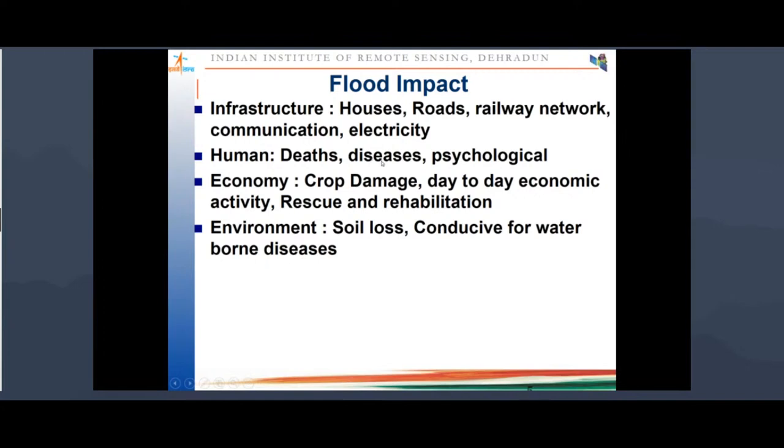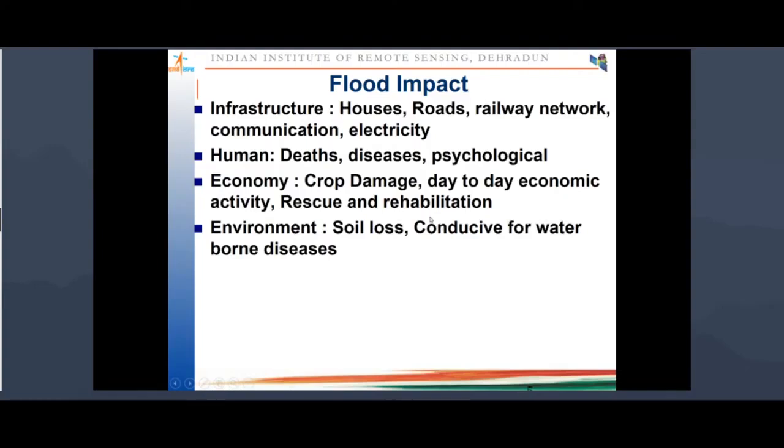And one of the most important, whenever you have prolonged floods, then there are psychological problems among the people. An economy, yes, there will be crop damage. Day-to-day economic activities will be stopped. So you will have a lot of loss every day. Rescue and rehabilitation, a lot of money is required for that. Once you have to come out from your area, then you have to go back, then you have to spend a lot of money in that. So you lose the economy because of the flood.